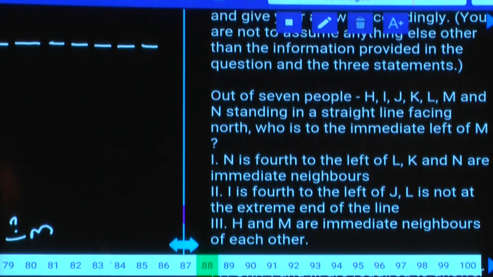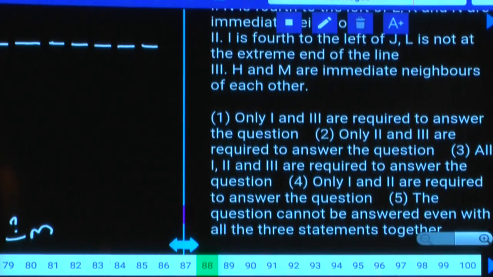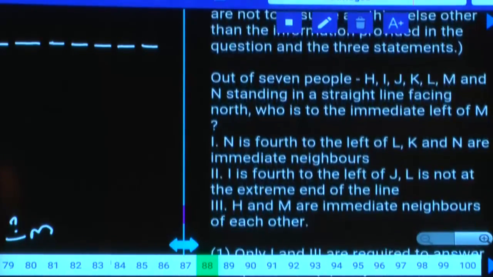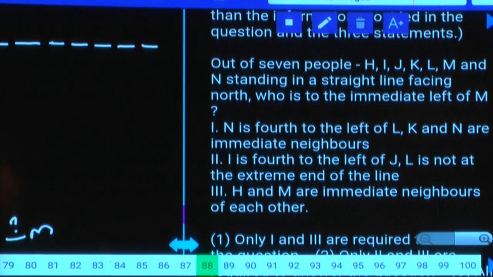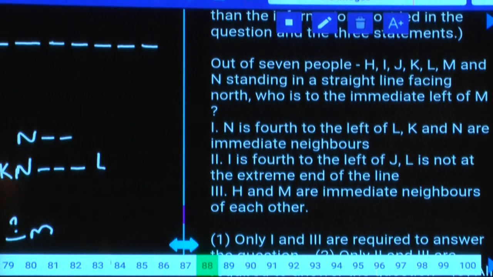Then condition number 1. Yes, whatever choice 1 here, 1 and 3. Now in 1 and 3, N is 4 to the left of L. If L is here 1, 2, 3, N is 4 to the left of L. K and N are immediate neighbors. As K and N are immediate neighbors, how many possibilities can we have? K and N like this, or N blank blank blank L. K and N can be like this. How many possibilities do we have? 2 possibilities. N is 4 to the left of L, and K and N are immediate neighbors.